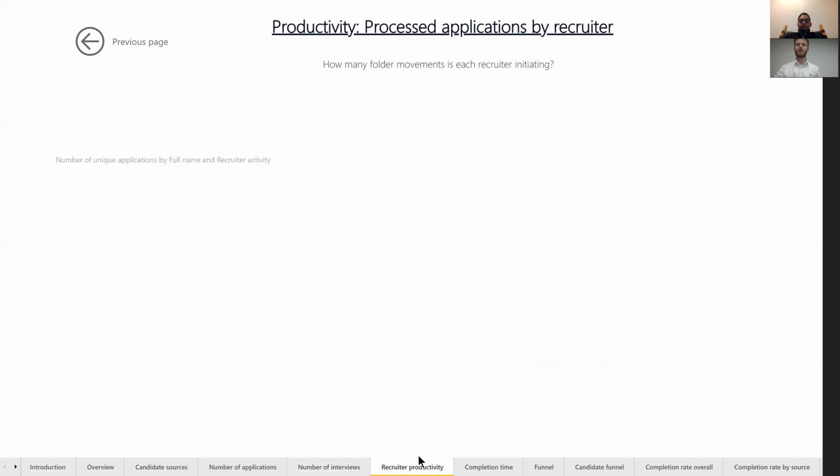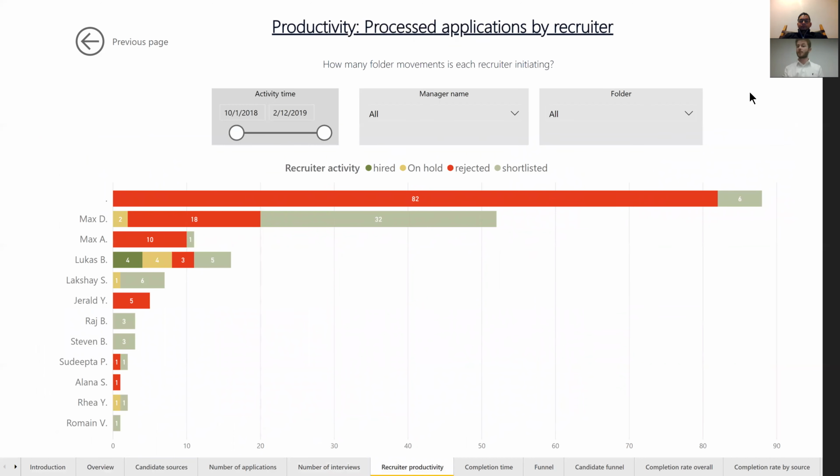Here, the next page is talking about the recruiter productivity. So if you're interested in how many applications are actually processed by each recruiter and in which time, you can look at this page, and it tells you for every recruiter how many folder movements are basically due to this recruiter. You can also adjust the time frame here. So for example, if you're only interested in a given month, you can adjust that fully with that filter.